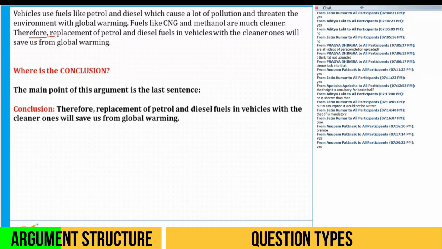Okay, now my question is, what is the assumption? In this particular paragraph, we have the premises, we have the conclusion. What is the assumption? Where are the assumptions? Assumptions are not going to be stated anywhere. But without the assumption, you cannot prove the conclusion. So something that will with most certainty prove the conclusion is going to be your assumption. So let us check.